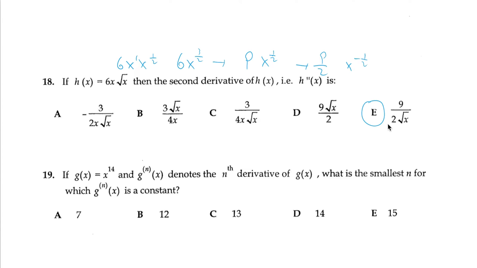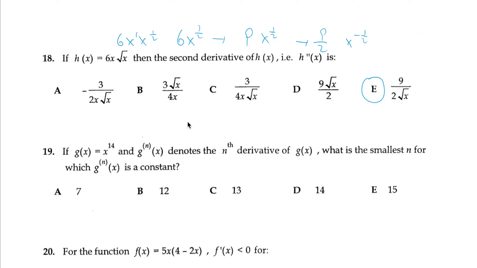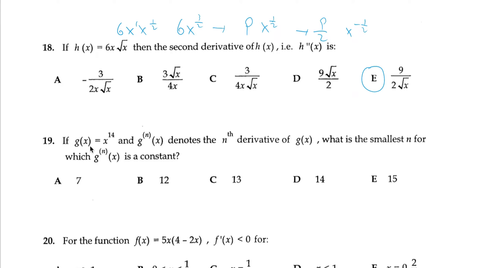Yeah, so 9 over 2 root x. And question 19, g(x) equals x to the power 14, which is the smallest n for g(x), which is a constant. 0 is not a constant, okay? So just like a normal number, it's fine. If you don't want to do the 14th derivative, you just give it a go first, okay?